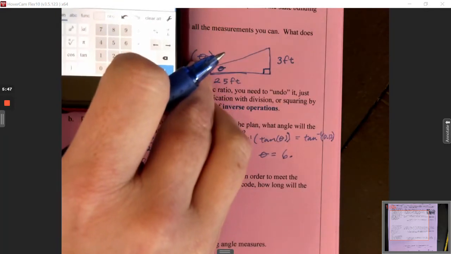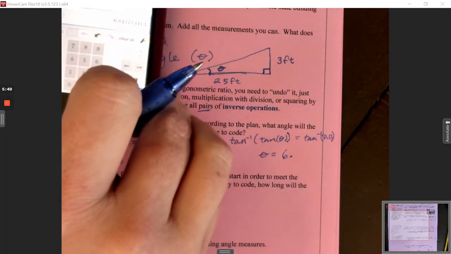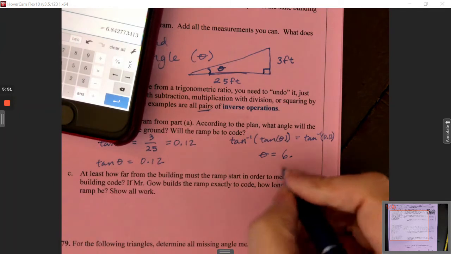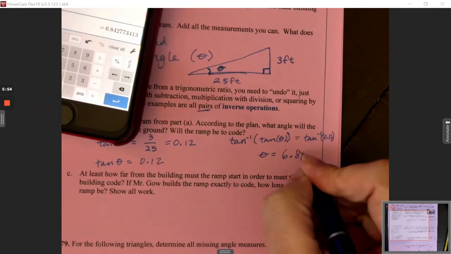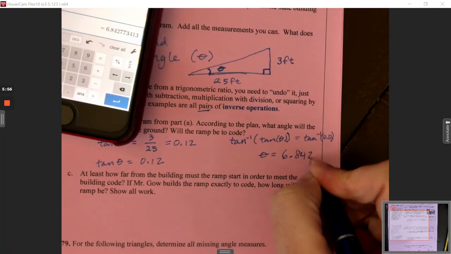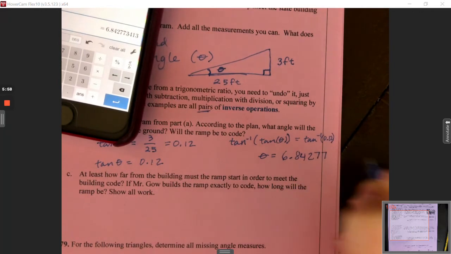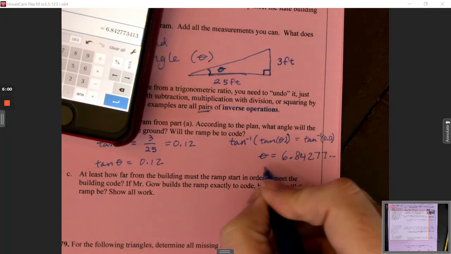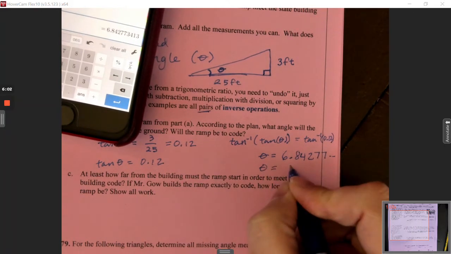6.8427, or about 6.843 degrees. So that's an about. Will the ramp be to code? That's the question that we have marked in red at the beginning. Will the ramp be to code?